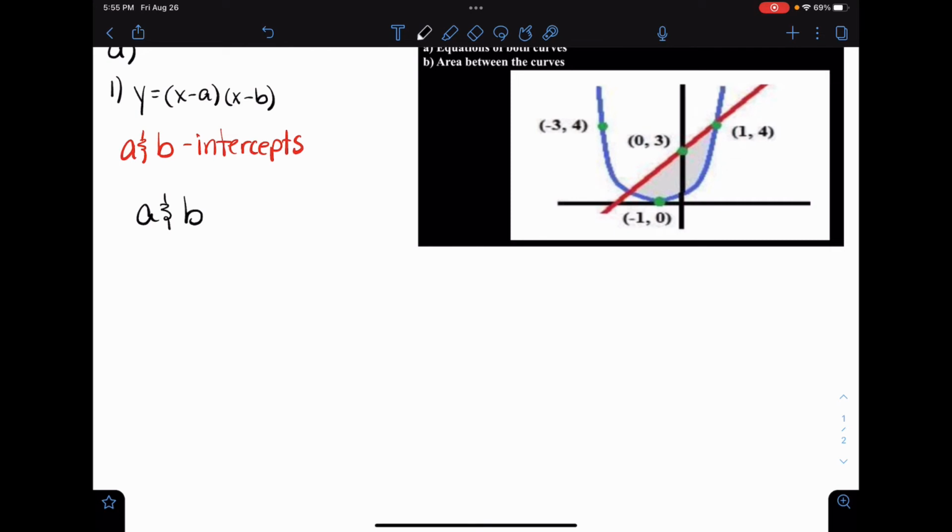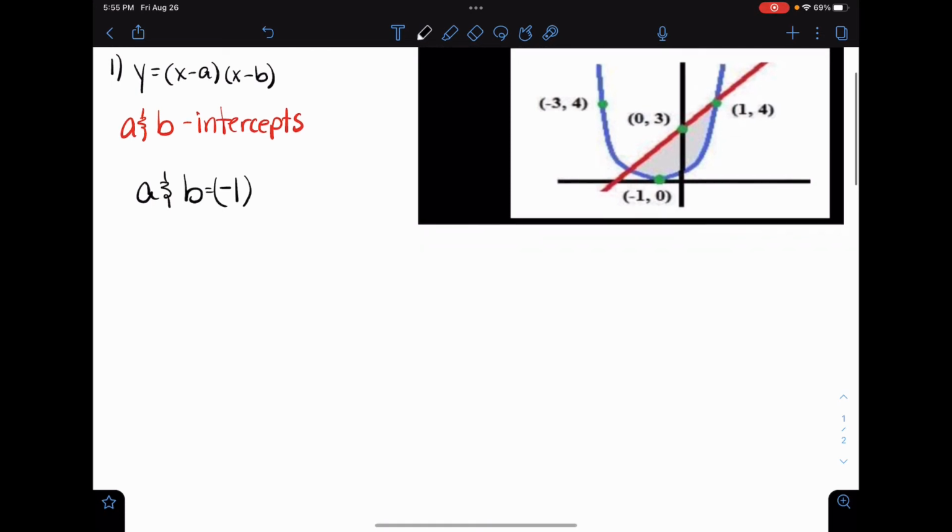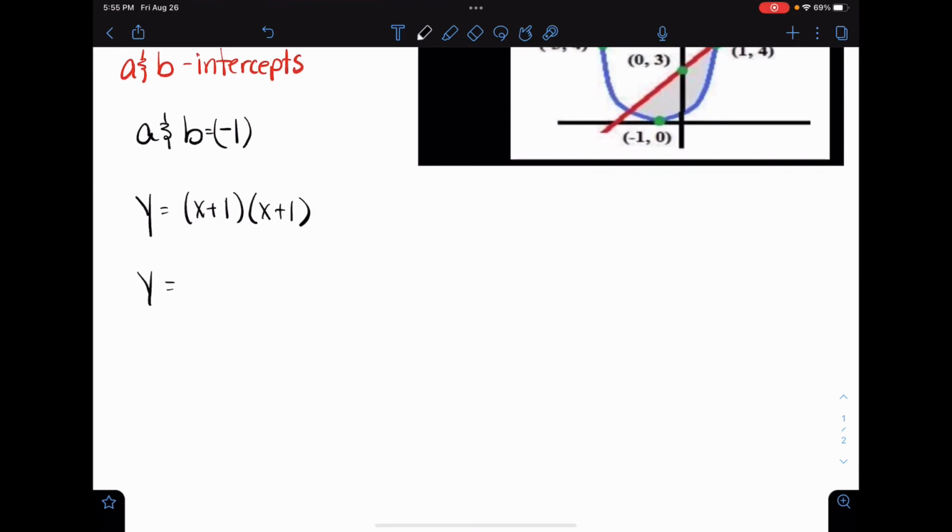both a and b are going to become negative 1. So our equation becomes y equals x minus negative 1, which is positive 1, times x plus 1. And if you simplify this equation, you just get x squared plus 2x plus 1.